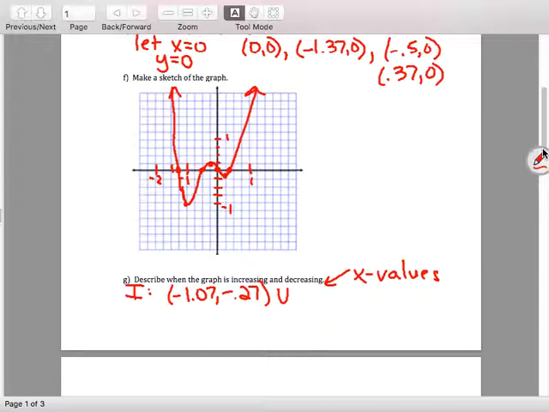Does anybody want to try and tackle how we would say the last increasing interval? Anybody want to try it? What's the x value at this minimum?